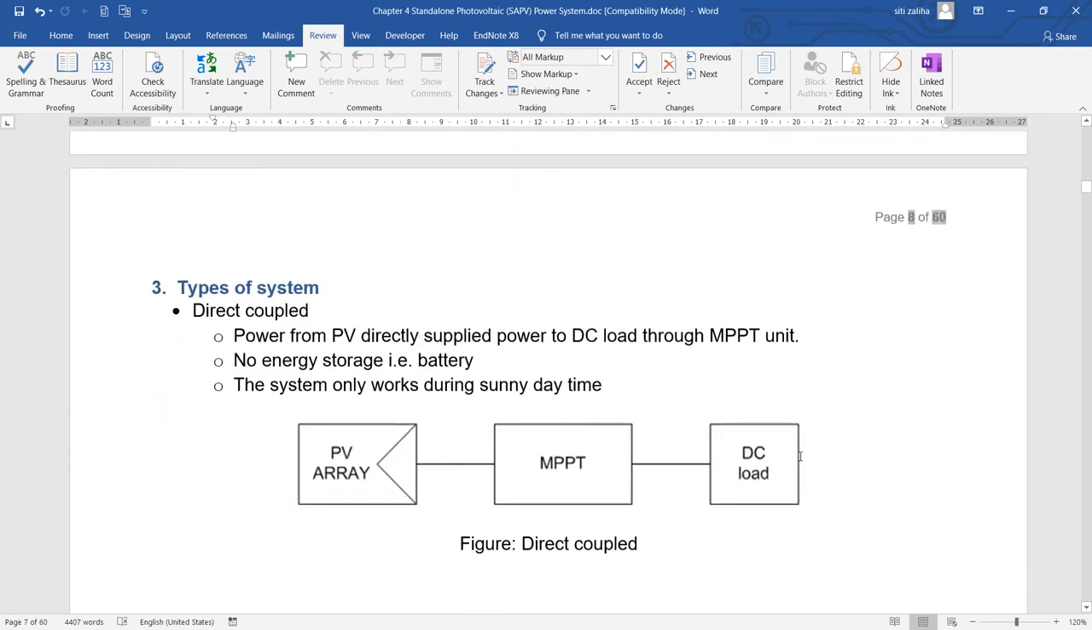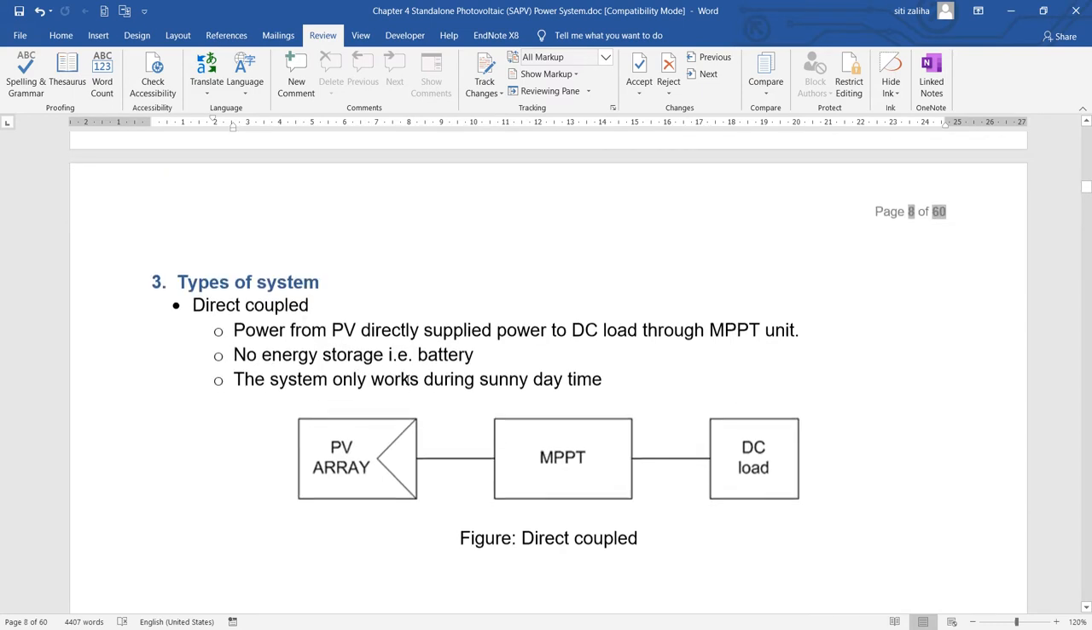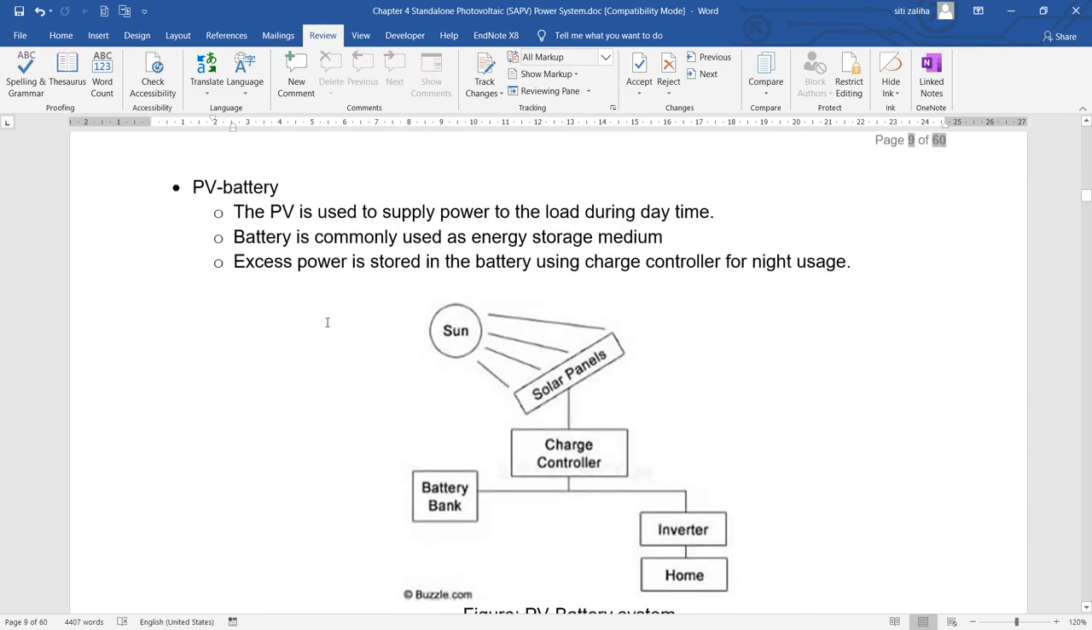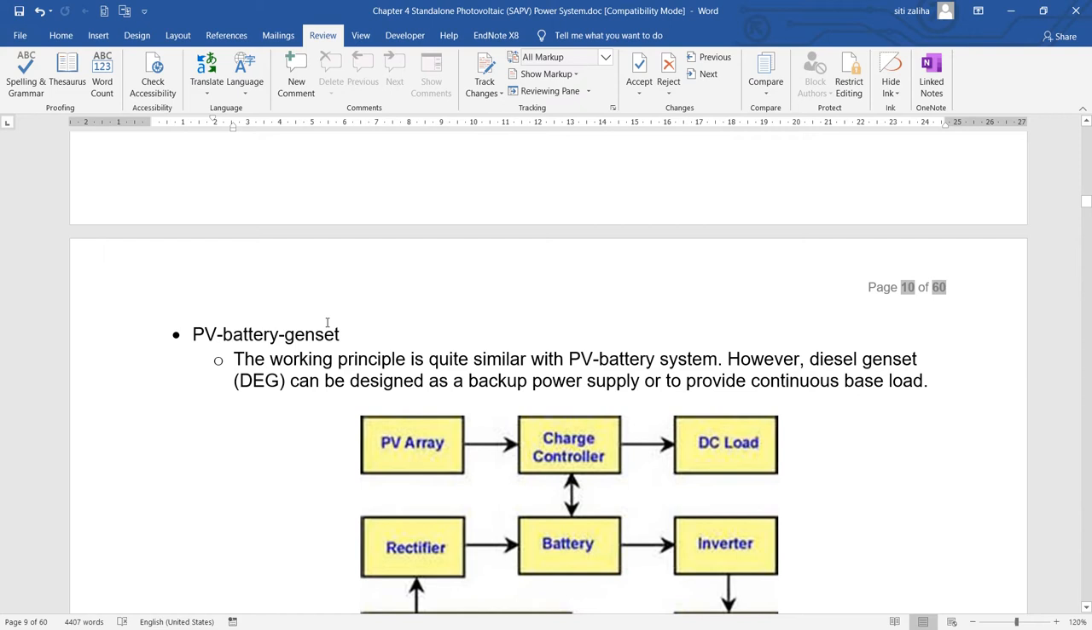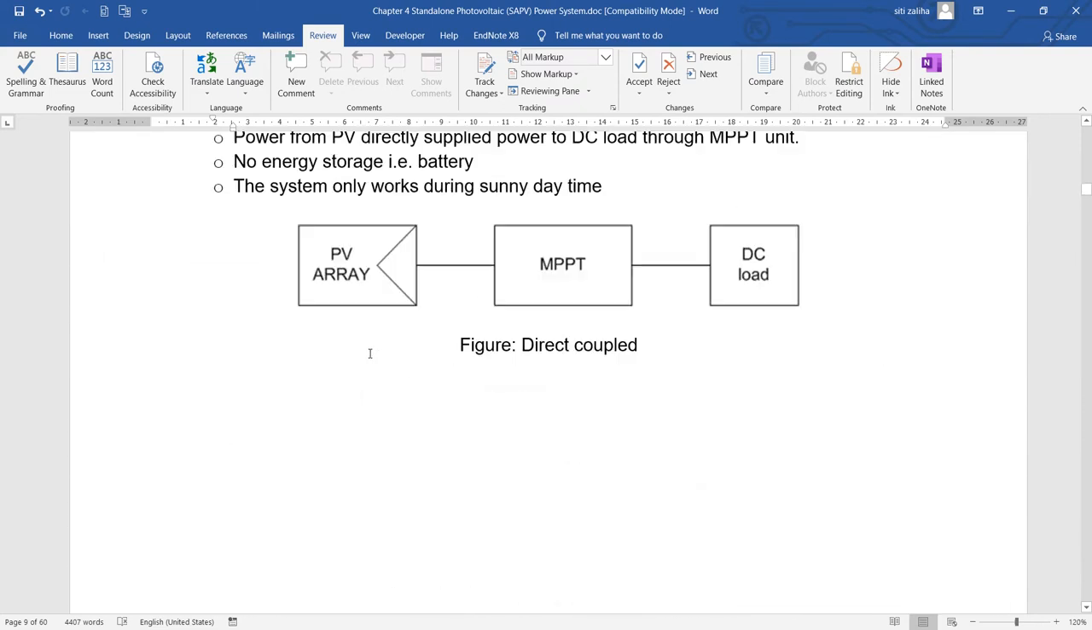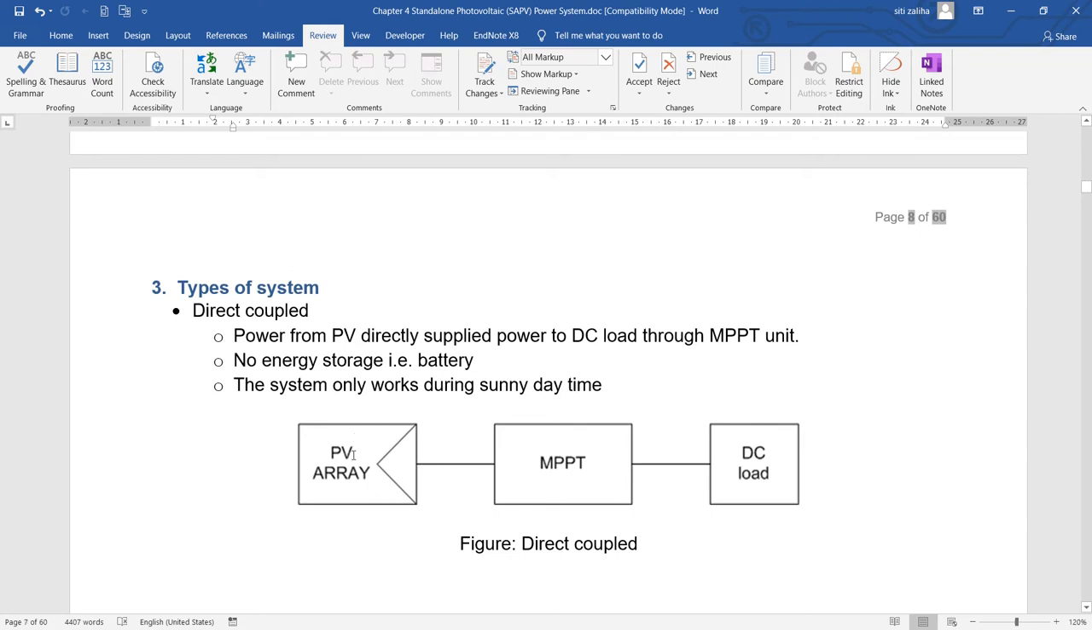Okay, let's go to the types of system. Commonly we have three types of standalone PV system, which are direct couple, PV battery, and PV battery genset. So direct couple, power from PV directly supplies the load through the maximum power point tracker that I explained before, which is this DC to DC converter. The MPPT will extract the maximum power from the PV array. So no energy storage, for example battery. So the system only works during sunny daytime.